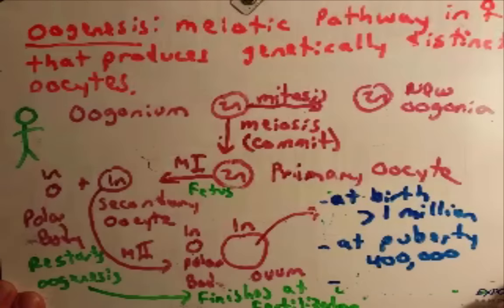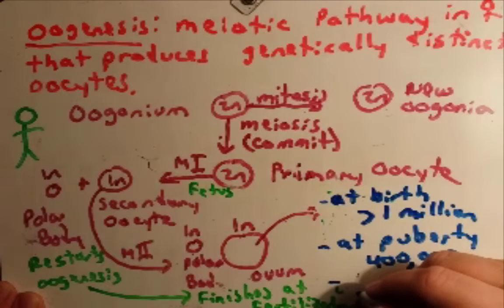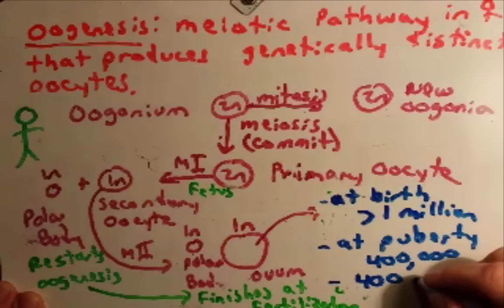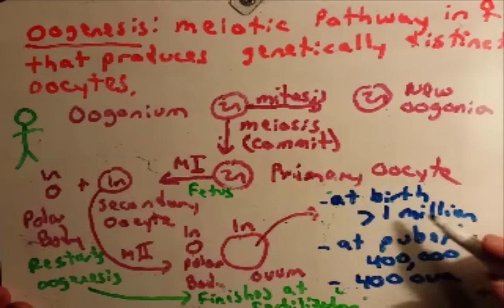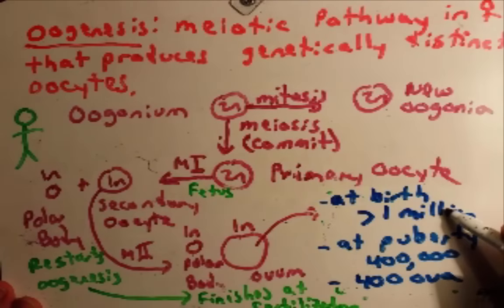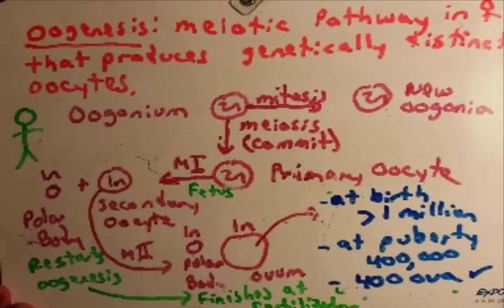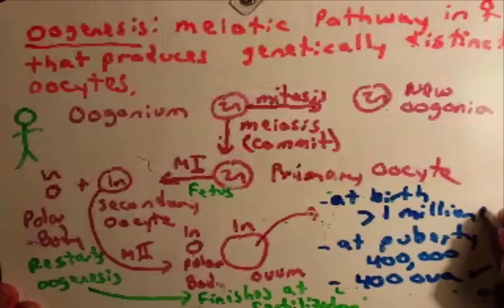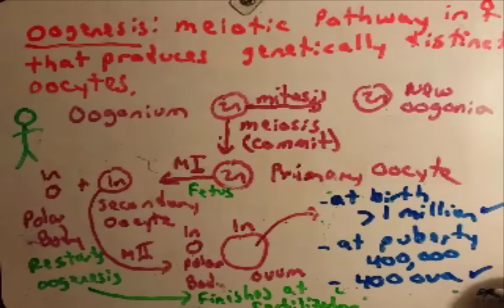And then of those 400,000, through the course of a lifetime, from puberty until menopause, she will only use about 400 ova. I always think it's quite interesting to think about why are so many produced, over 1 million, with the intention of only using 400. This takes an incredible amount of energy to make all these 1 million oocytes, with the intention of only using 400 of them. Alright, just something for you to think about.